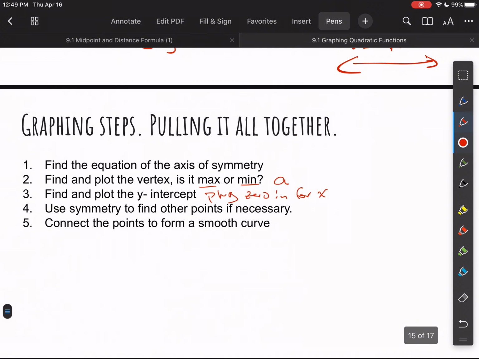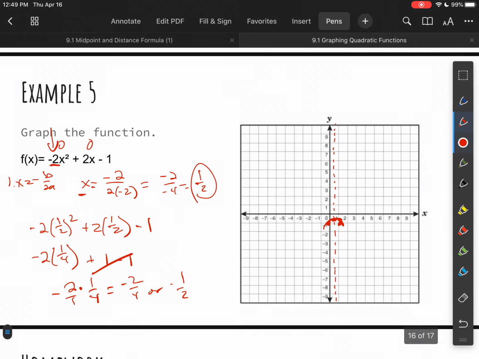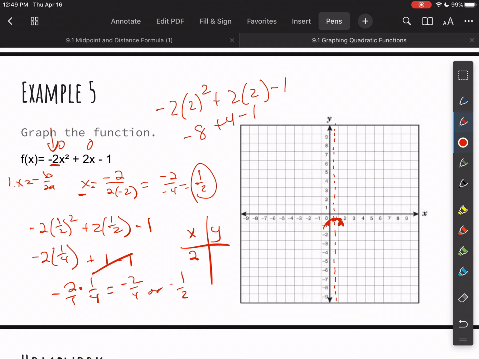Then after the y-intercept, it says to use symmetry to find the other points if necessary. So I could just choose something random. Like on an XY table, I can choose something to the right or something to the left. Let's choose 2 just to see what happens. If I plug a 2 in, I'd have negative 2 times 2 squared plus 2 times 2 minus 1. This is negative 8 plus 4 minus 1. Negative 8 plus 4 is negative 4, minus 1 equals negative 5. So at 2, I'm at negative 5.